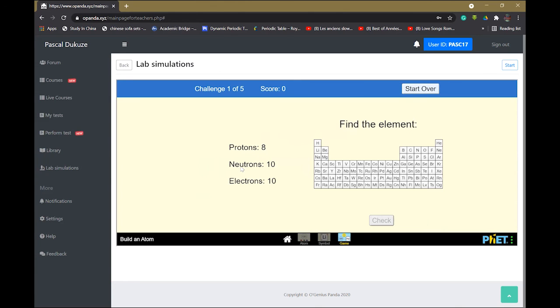Here we have 8 protons, 10 neutrons, and 10 electrons. And here we have to find the element which has these characteristics. An element which has 8 protons has the atomic number 8. That one is oxygen. And now you have to check if the atom is neutral or if it is an ion. It will be neutral if the number of protons and electrons are equal, but if they are different, then the atom will be an ion. It will be charged. And here we have 2 extra electrons compared to the protons. So this one is an ion, and then you check. Okay?